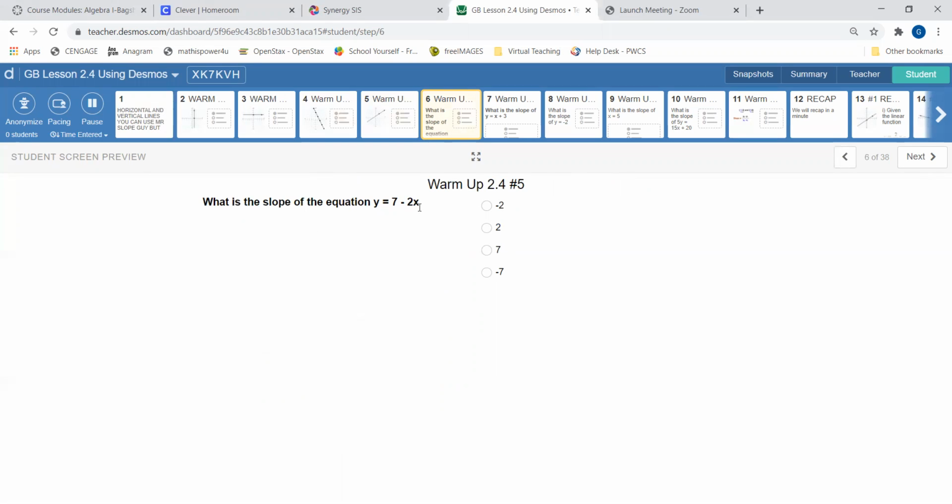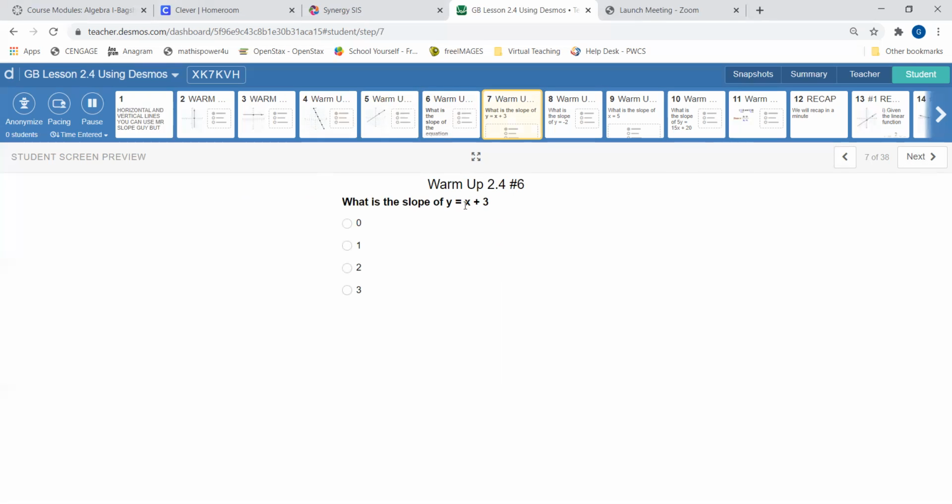What is the slope of y equals 7 minus 2x? So our equations that start with y equals, the number in front of the x tells us the slope. So it would be -2. The other number, the 7, that just tells you your y-intercept where you start from on the graph.